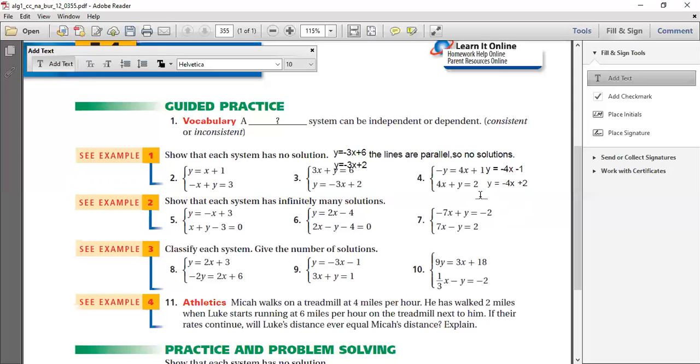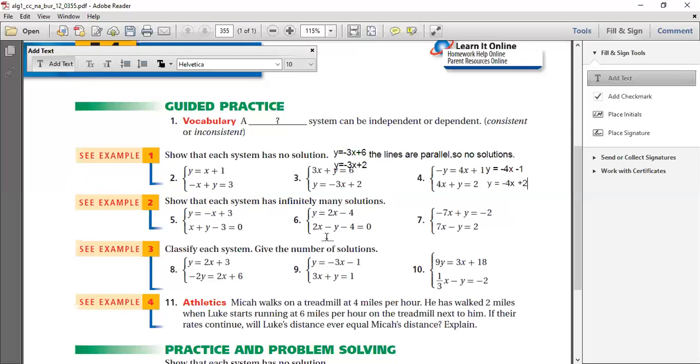These lines are parallel, the slopes are the same, and the y-intercepts are different. So you have to say that the lines are parallel, so they do not have a solution. The system is inconsistent here. These are the words we use: the system is inconsistent because they're parallel lines, so they do not have solutions. I hope you have written it in your own words, but in a correct way.